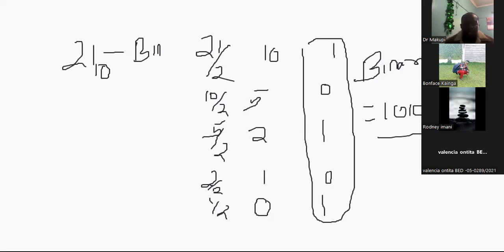So that's how you change decimal number 21 to its binary equivalent. So knowing how to change decimal to binary, you can see that you just divide by 2, and whatever remains as a remainder is what forms your binary number. I hope we are okay, because we'll be doing an assessment straight away on binary. So make sure you are very keen. I hope we are okay on that.